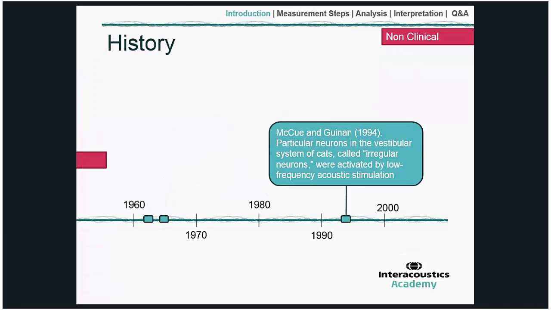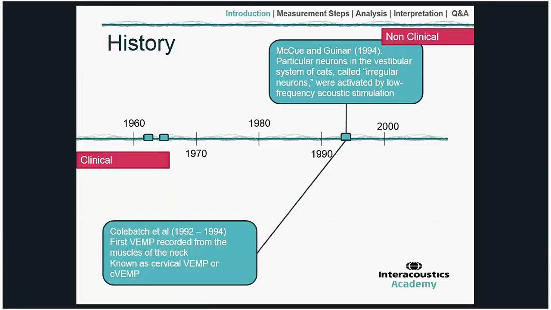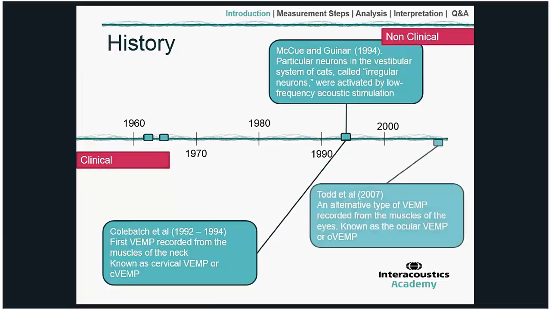Of course, that was all non-clinical work, and the clinical side began shortly after or around that time, with Colebatch being the first to record these muscle potentials from the neck. Subsequently this was called the cervical VEMP, and is our main focus today. But a few years on, Todd described a second form of VEMP, looking at muscles from the eye, known as the ocular VEMP.